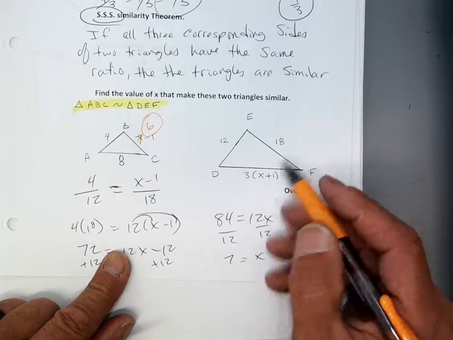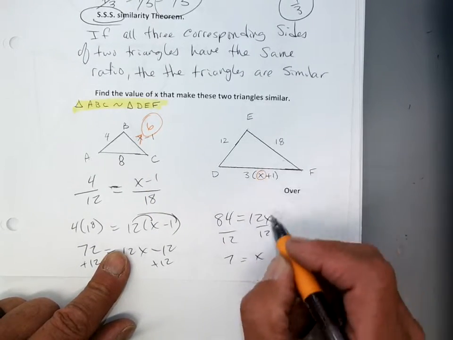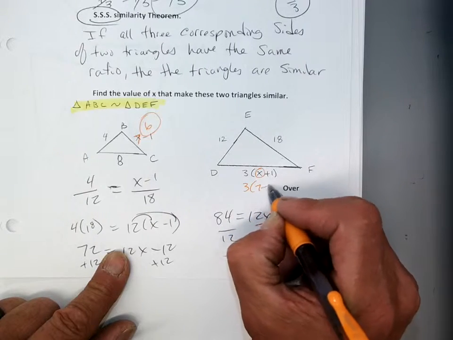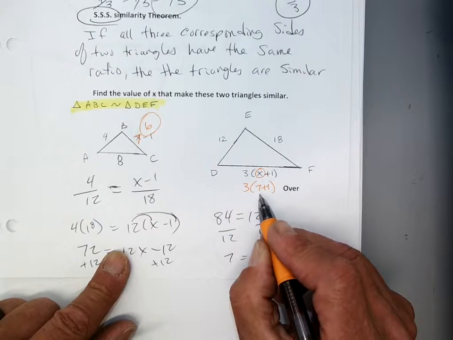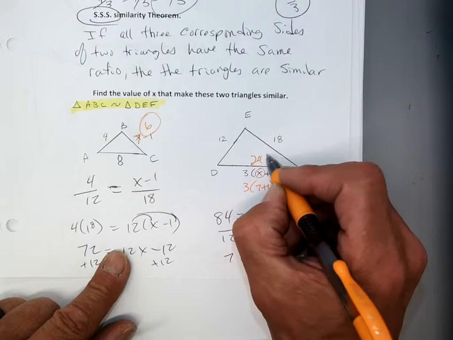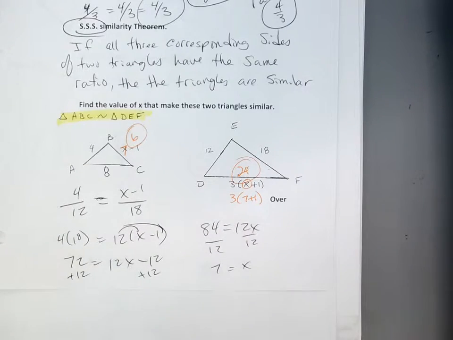And then this one, if I put 7 right there, I'm going to go 3 times the 7 plus 1. 3 times 8 is 24. Or 3 times as big. You're right, Isaac. Okay, does that seem easy?